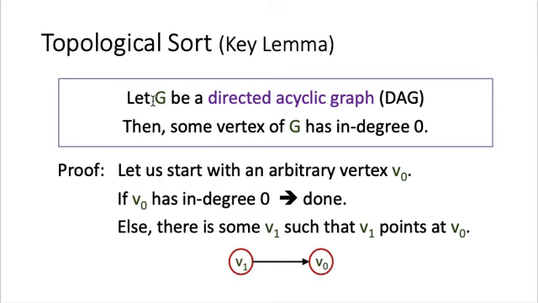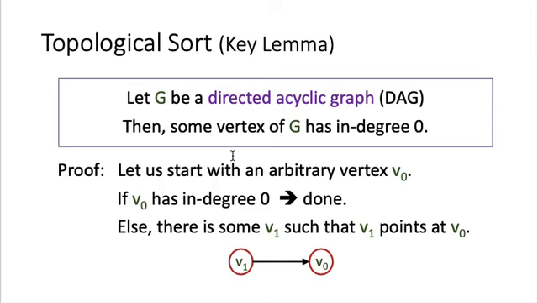This key lemma says, suppose that G is a directed acyclic graph. So we are assuming that the graph G does not have any directed cycle. A short name for a directed acyclic graph is DAG. Then we claim that if this happens, some vertex of G must have in-degree 0.